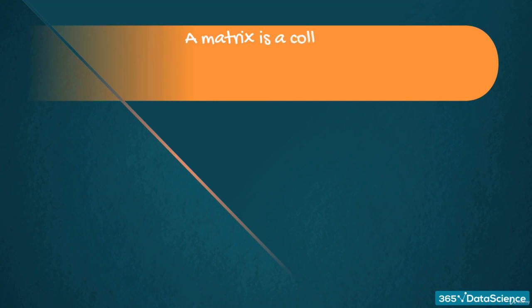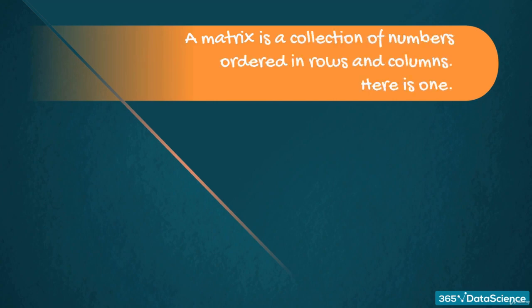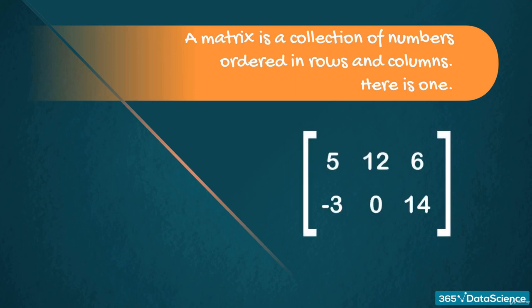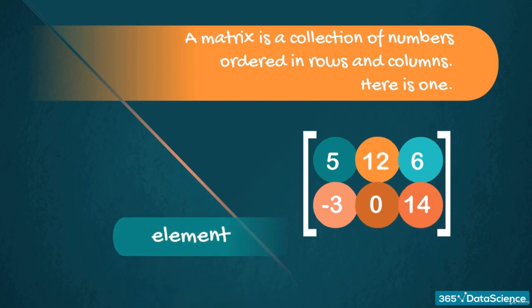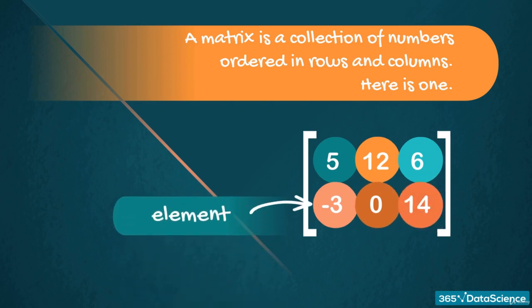A matrix is a collection of numbers ordered in rows and columns, like this one, for example. This matrix contains the numbers 5, 12, 6, -3, 0, and 14. Each of these values is an element of the matrix. So, our matrix has a total of 6 elements.